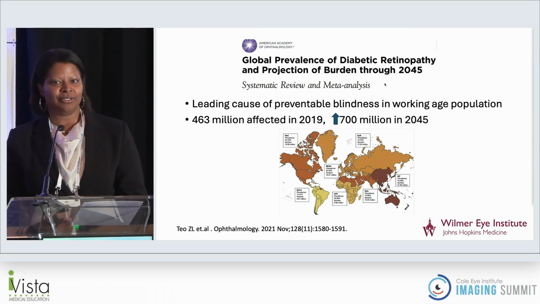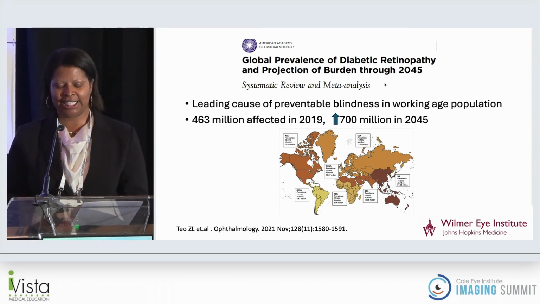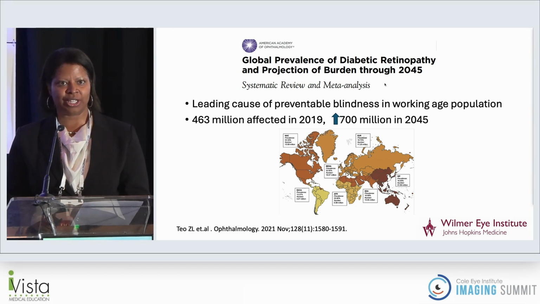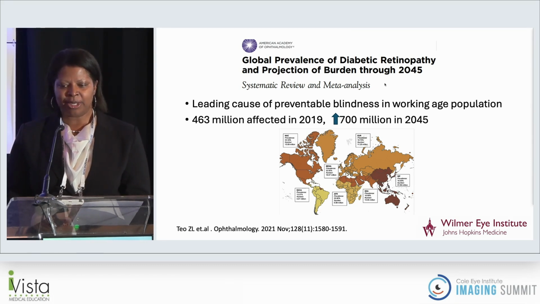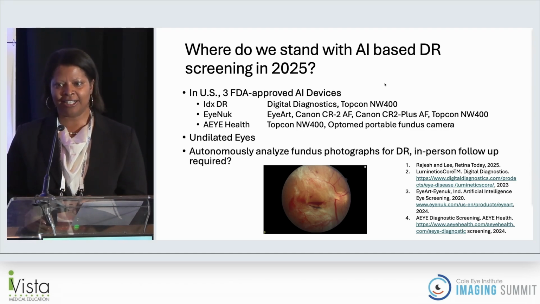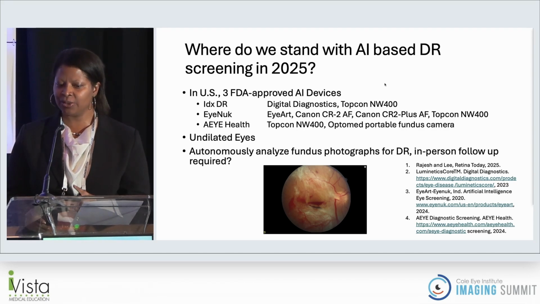So we know the burden of diabetes continues to increase. As of 2019, approximately 463 million people were affected, estimated to be greater than 700 million by 2045. So how are we going to see all these individuals with diabetic eye disease and do the screenings? So in comes AI, and AI is here to stay. Whether we like it or not, it is imperfect, but it is certainly something that has advanced quite a bit.